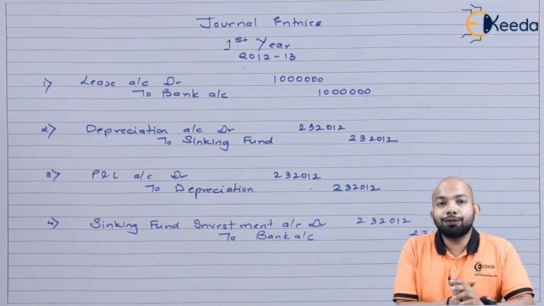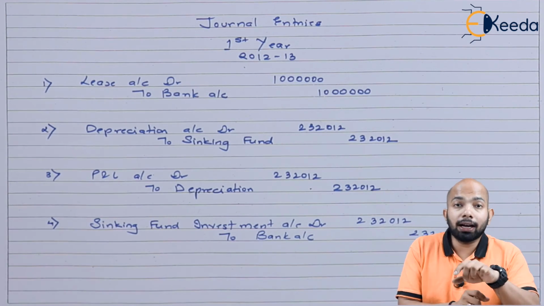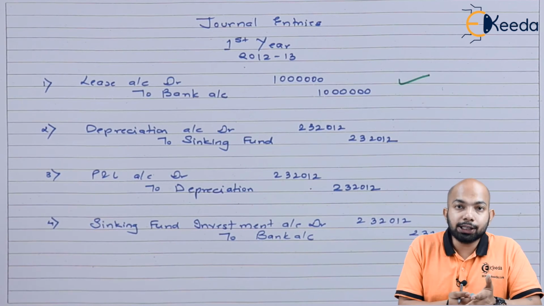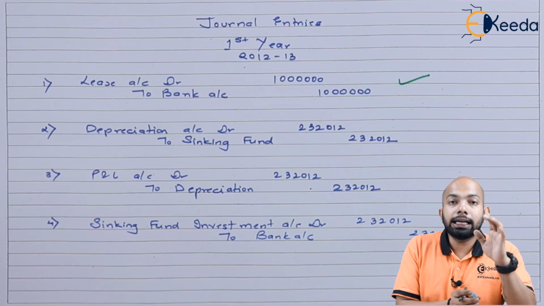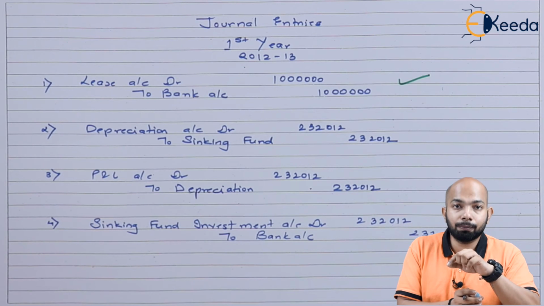The first entry refers to purchase of that specific lease, or rather that asset. So lease account debit to bank account for rupees 10 lakhs. The second one refers to providing depreciation to sinking fund. So depreciation account debit to sinking fund. Ideally, it is charged on the asset. So depreciation to asset is the entry that we've passed.